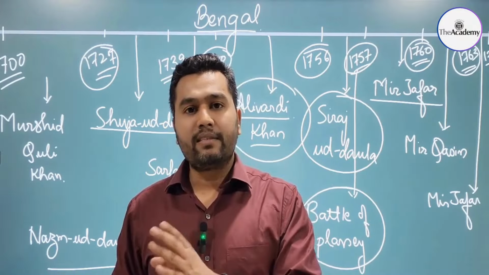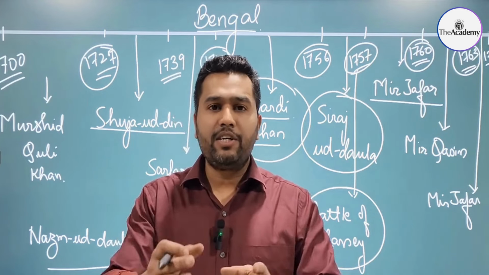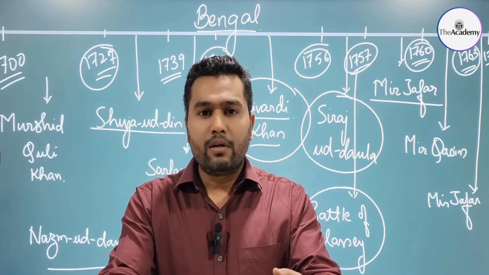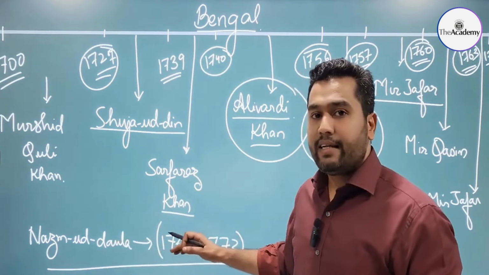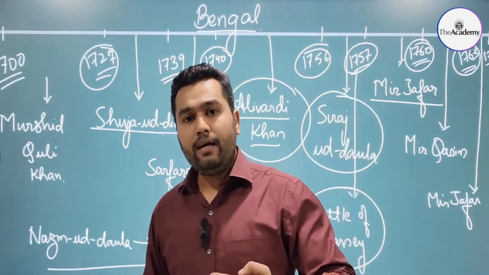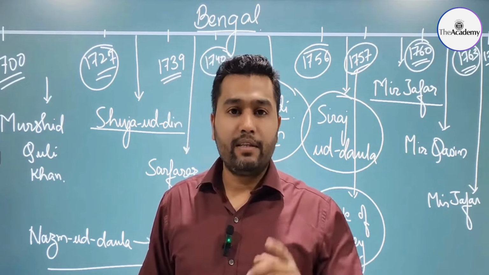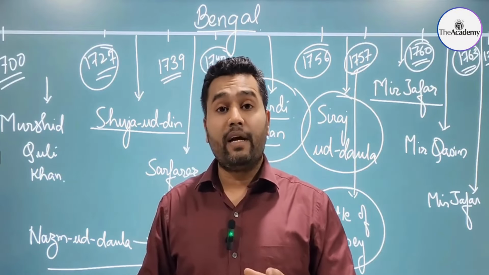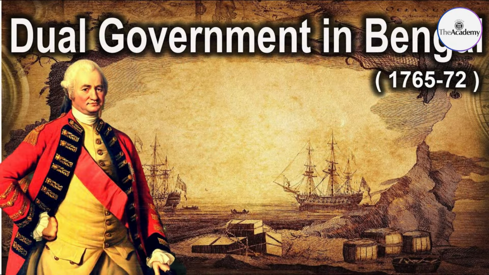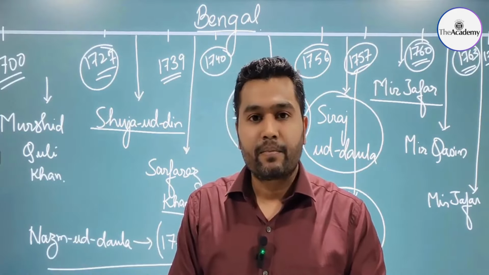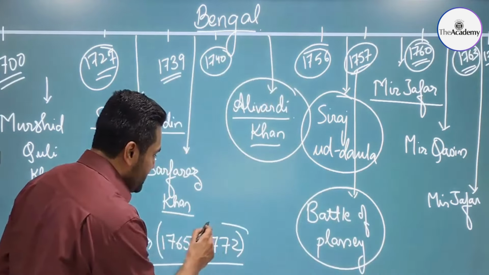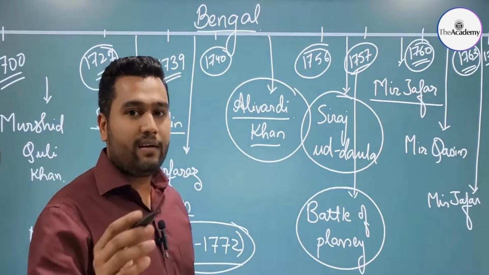So Raja Shitab Roy and Muhammad Reza Khan were the agents via whom the British used to collect the revenue, and they used to carry out the entire administration of Bengal via the Deputy Nazim. And this Deputy Nazim was appointed by the British. This is known as the dual government. Why dual government? Because power and responsibility were separated. So from 1765 up till 1772, there was a dual government in Bengal.